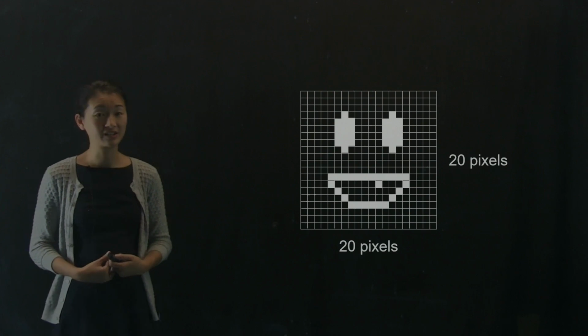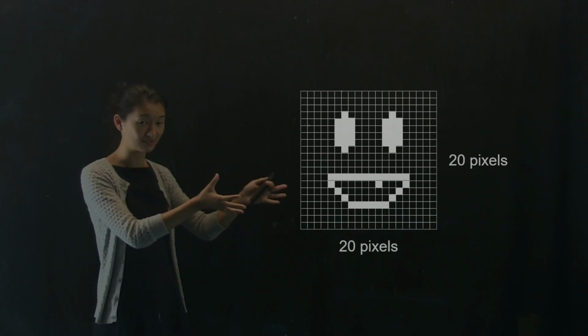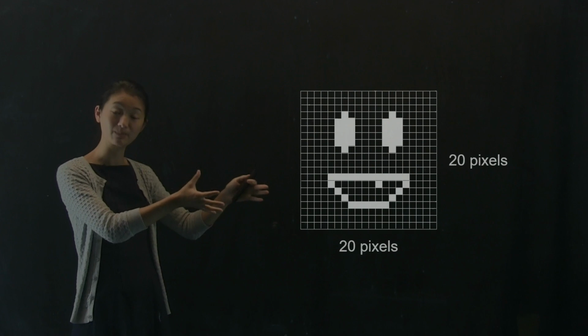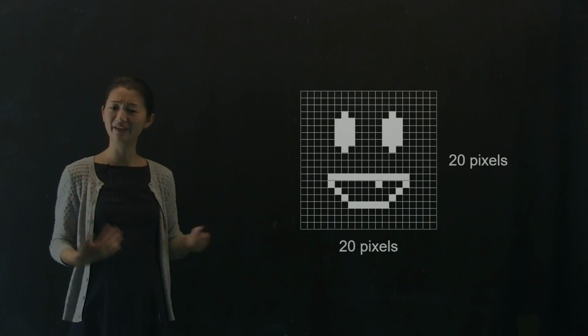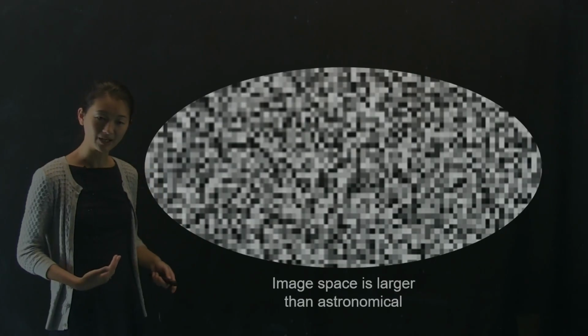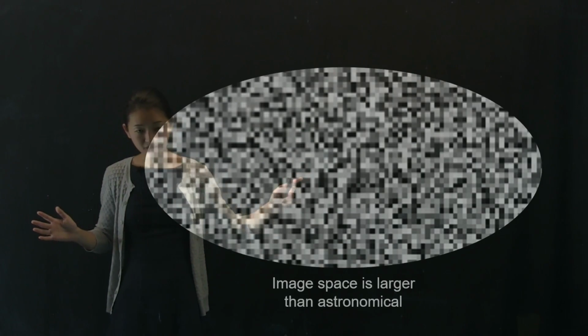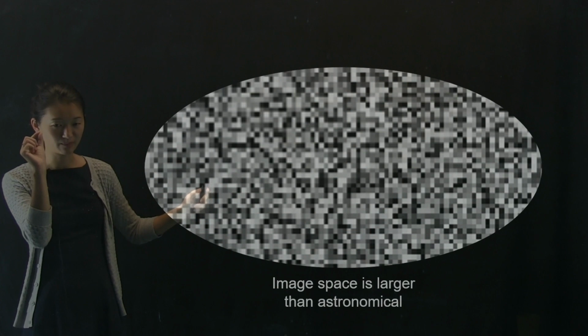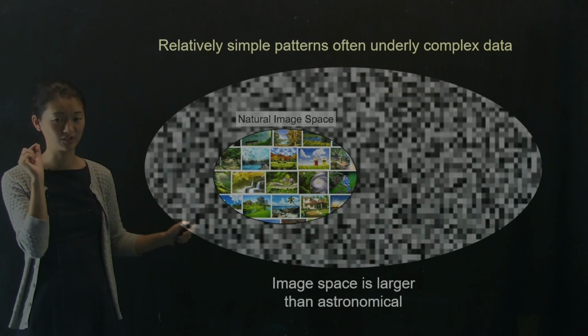And so the observation here is the vast majority of these images that exist in this image space, this pixel space, don't mean anything at all. They're just white noise. We don't care about them whatsoever. What we really care about in this astronomically large image space is a very, very small portion that actually corresponds to the natural image space.